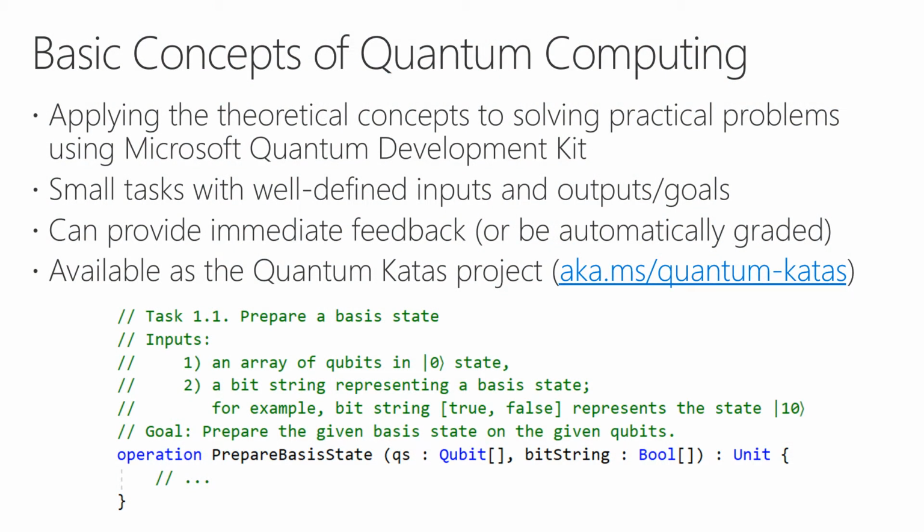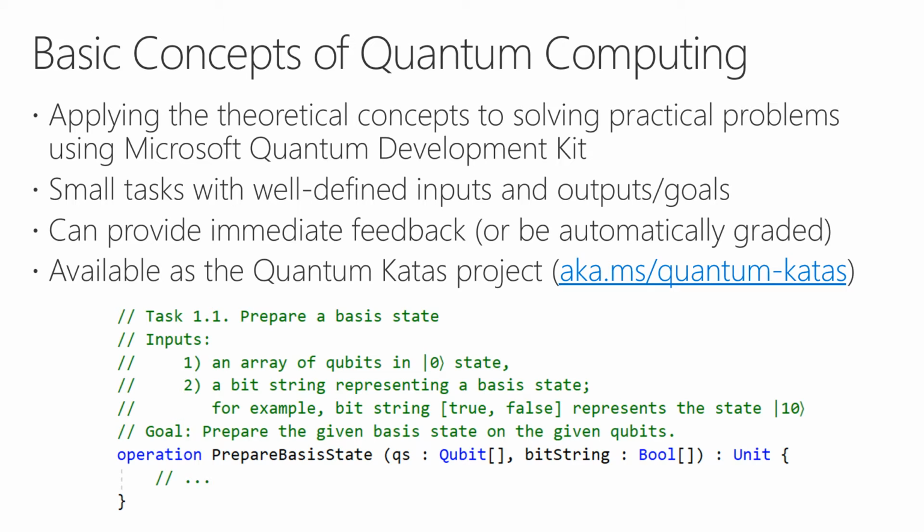All programming exercises in this demo use Microsoft Quantum Development Kit and its programming language C#. The first and the most broadly used type of exercises invite the learner to apply the theoretical concepts of quantum computing they just learned to solving practical programming problems. You can see an example of such problem here. It offers a signature of an operation that the learner must implement by filling in the missing code. The operation has well-defined inputs, in this case an array of qubits and an array of classical bits, and a description of its goal, the effect that the code must have on these qubits.